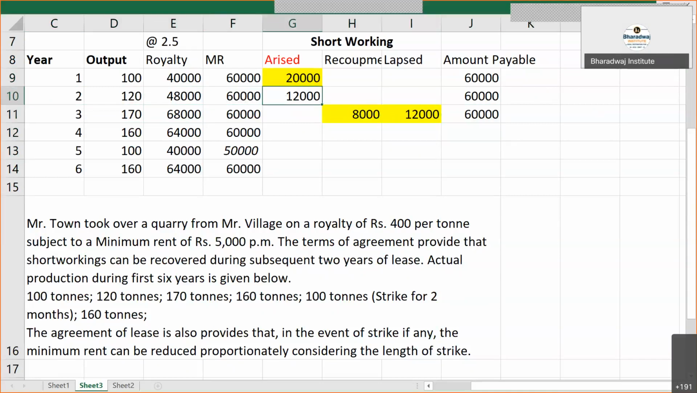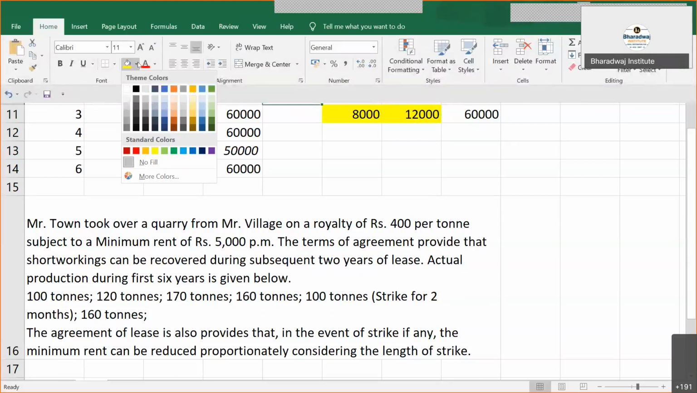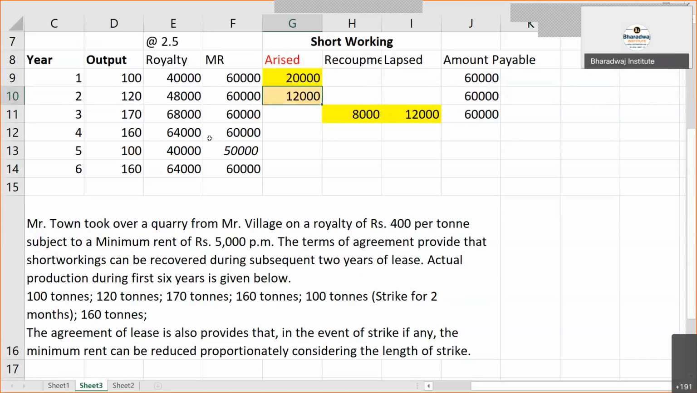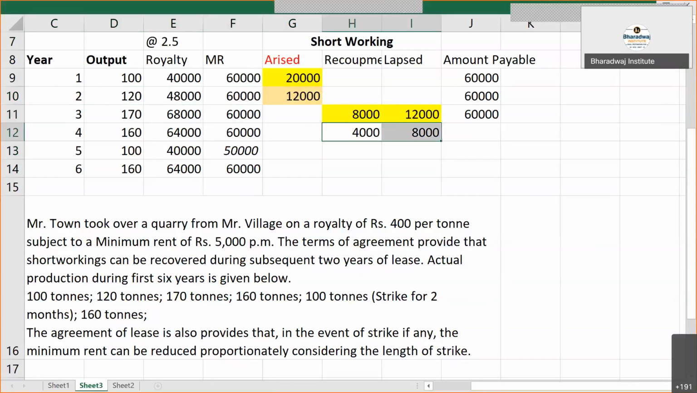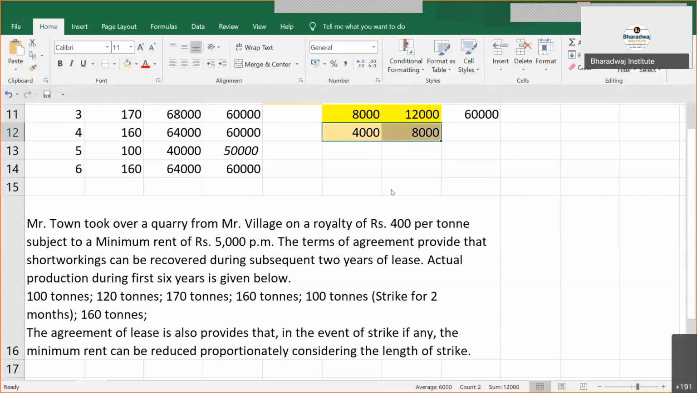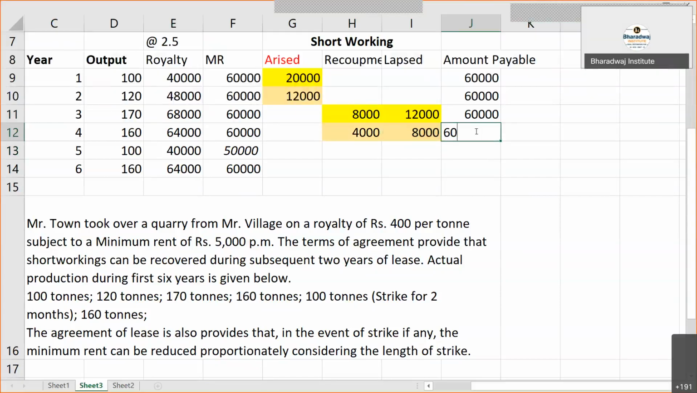Now for this 12,000, you can wait. For the 2nd year, you can wait till which year? 3rd year and 4th year. That is what subsequent recovery is. For the short workings arising in the 2nd year, you can wait till the 4th year. So there is a surplus of 4,000. The balance of 8,000 will be taken as lapsed. So you have to pay minimum 60,000 to the landlord.